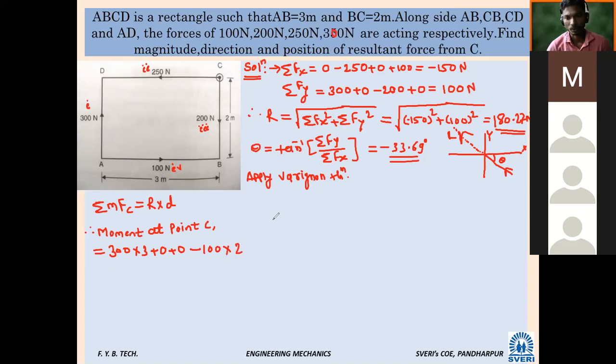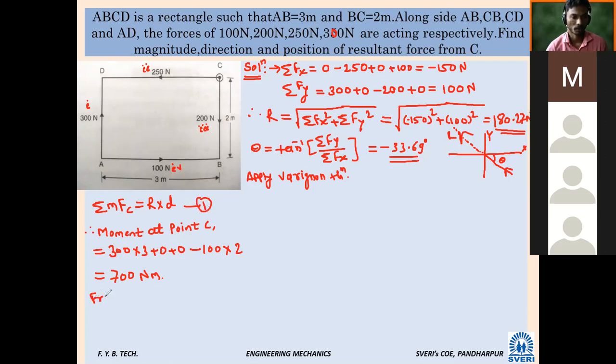If anybody is having a problem, you have to raise your hand immediately. Fortunately all forces are either vertical or horizontal. But if some force is inclined, in that case you have to consider both the components. Here there is no inclined force. Next now, 700. What is the unit? Newton meter.